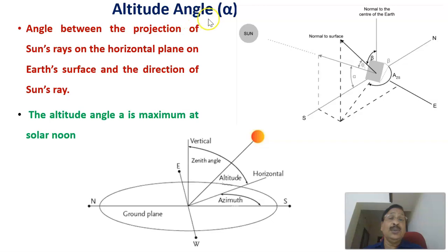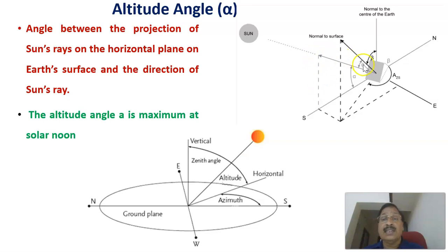Next one is the altitude angle, represented as alpha. It is the angle between the projection of the sun rays. For example, here this is the sun, the center of the earth, the equatorial plane. The angle between the projection of the sun rays on the horizontal plane, this is the sun ray and its projection on the horizontal plane is this one. The angle between these two, on the earth's surface and the direction of the sun rays, we call it the altitude angle alpha.